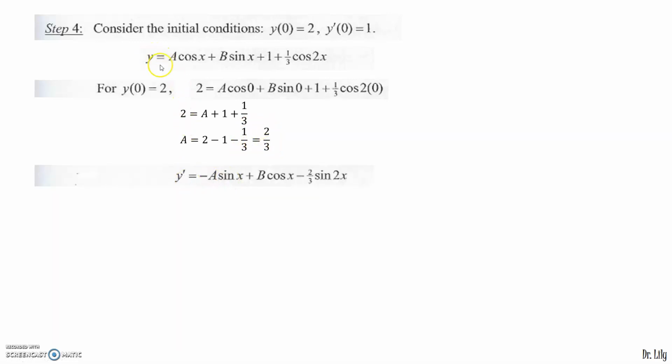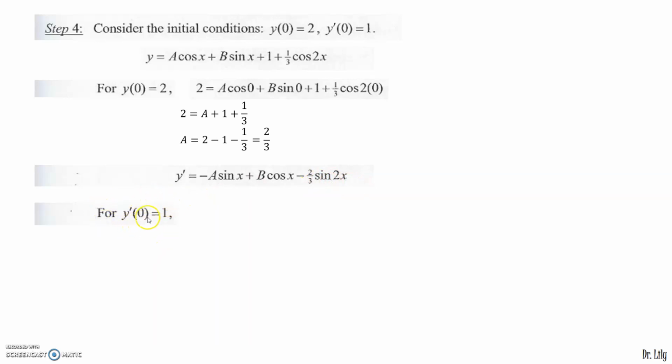Next, we differentiate y to get y prime. So a cos x, we differentiate, we get negative a sin x. b sin x, we differentiate, we get b cos x. 1, we differentiate over x, we get 0. 1 over 3 cos 2x, we differentiate, we get negative 2 over 3 sin 2x.